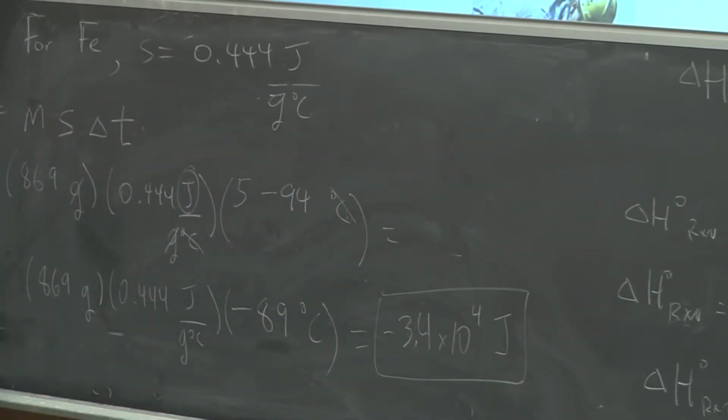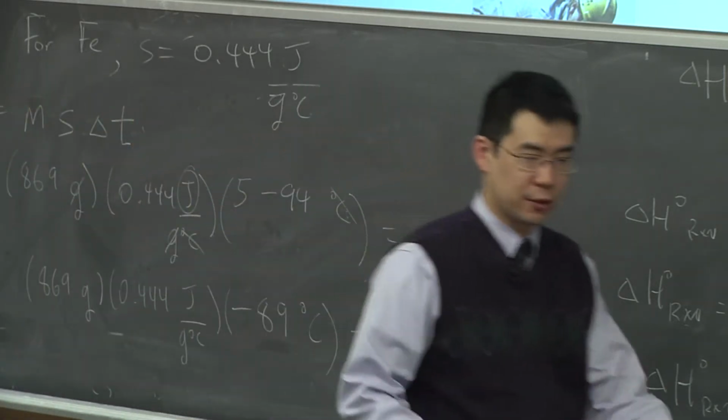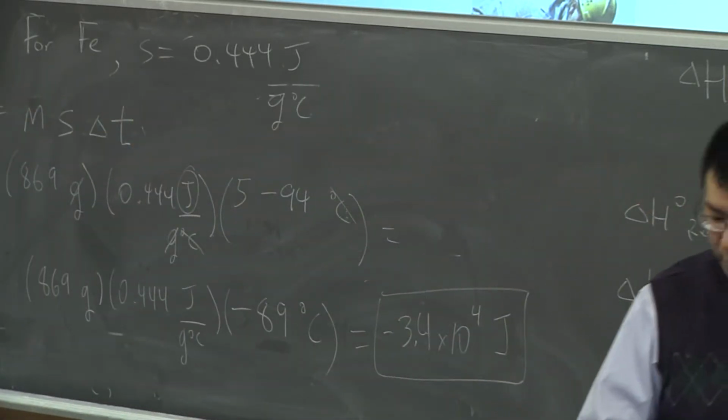What does a negative sign mean when we're talking about Q, when we're talking about heat? If we're thinking about Q plus W, for example, Q being negative means heat is going out of the system. So yes, it means exothermic. Heat is going out. Does this make sense? Yes, the system, the iron bar, is going from 94 to 5.